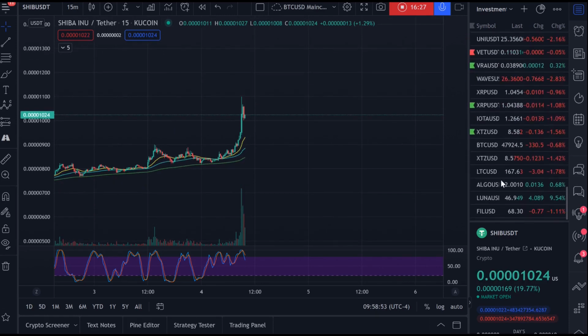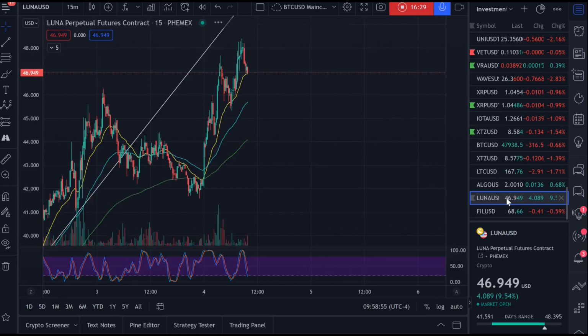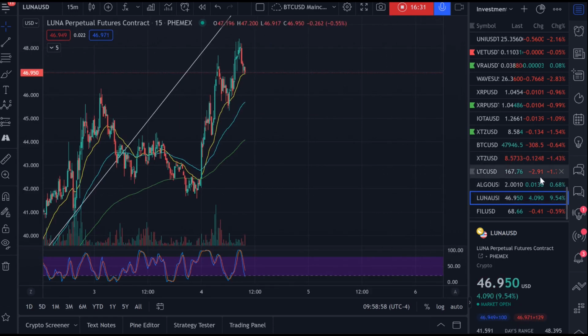What else? Terra Luna running, right? Bitcoin's correcting, but this is what happens when Bitcoin corrects sideways. Bitcoin's so bullish, it won't just go down without a fight. Even in correction, it's kind of laterally correcting. It gives the opportunity for altcoins that are super bullish to run as well. So that's Bitcoin. That's the market.